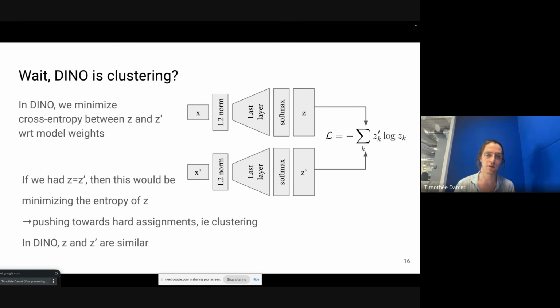hard assignment. And so since you're optimizing that with respect to the weights of this last layer, so in our interpretation, the prototypes, you are basically pushing the prototypes in the direction that makes the assignment more peaky, that makes the assignment more clustered. And so you're just moving the row vectors towards basically the average of the zk that are assigned to it. So it's really some kind of inline k-means.